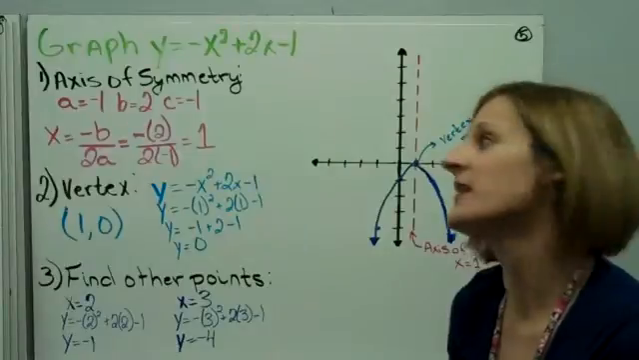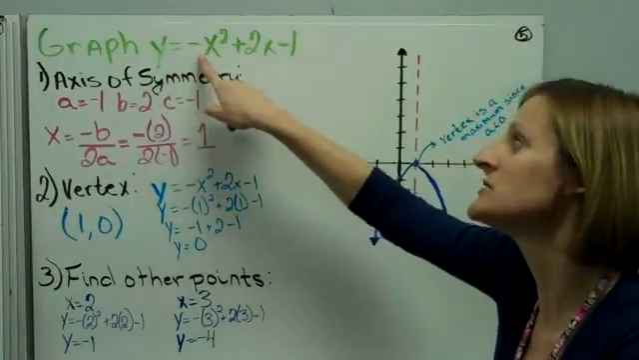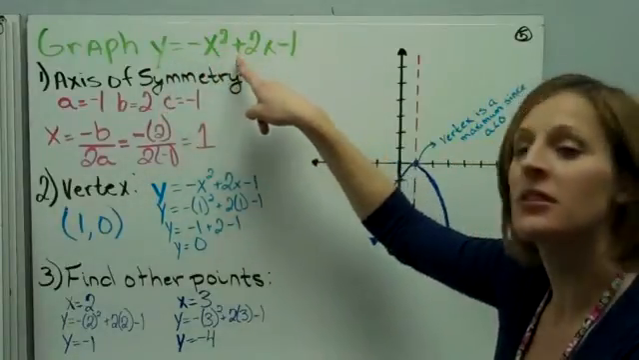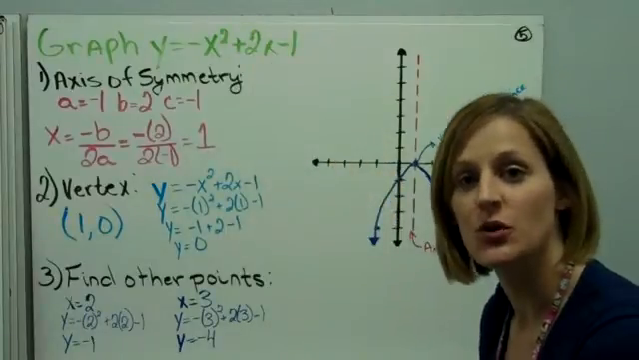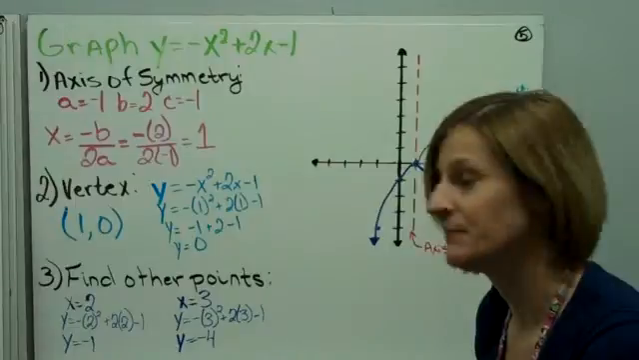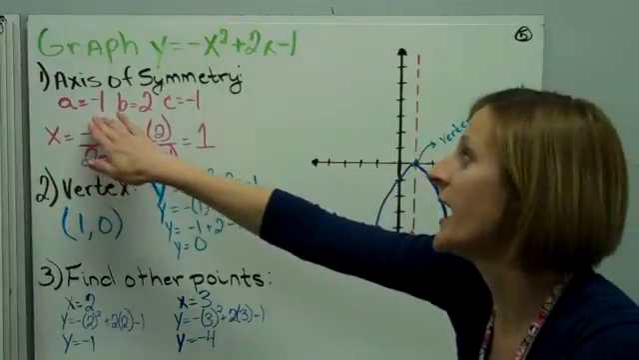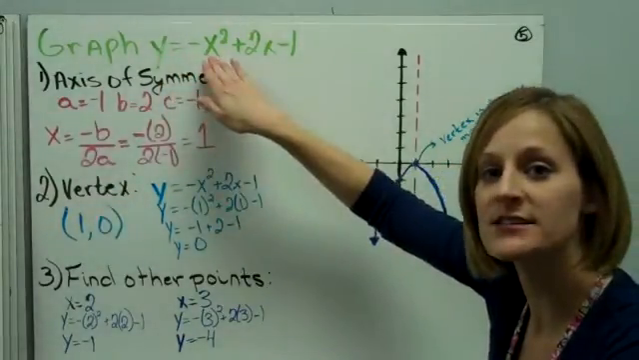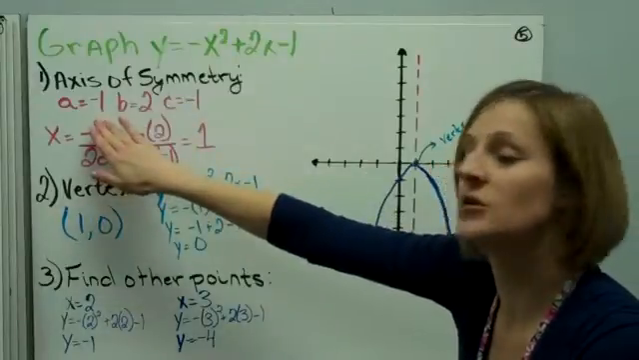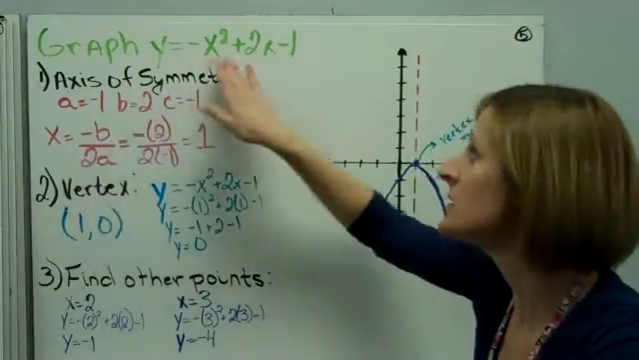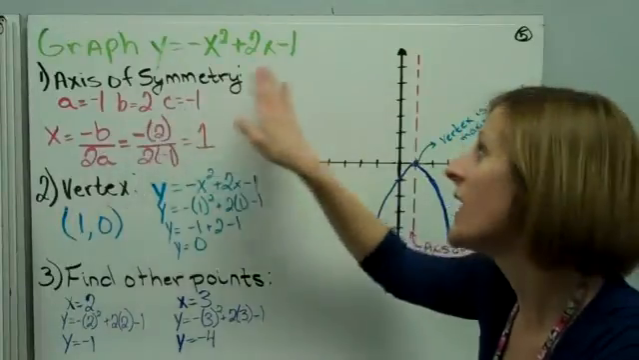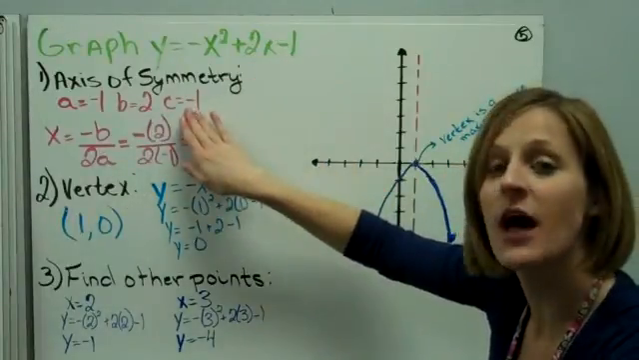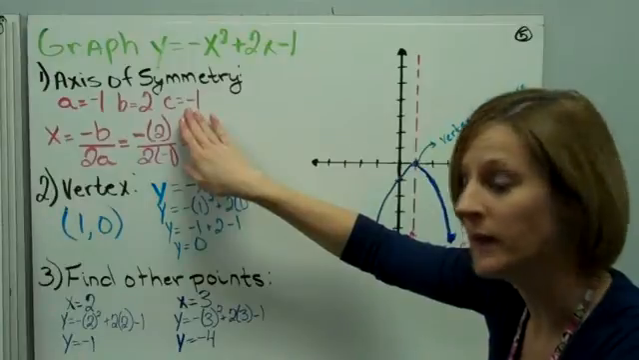Alright, let's start with another one. We have y equals negative x squared plus 2x plus 1. The first thing I need to do is find the axis of symmetry. So, I find that a, since this is a negative x squared, my a value is going to be negative 1. Since this is 2x, my b value is 2. This is plus 1, my c value is 1.